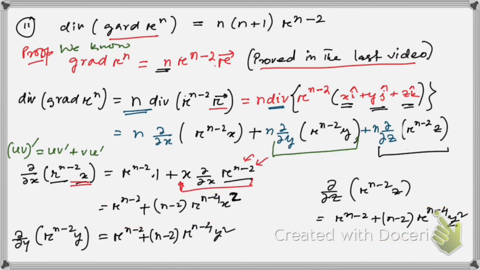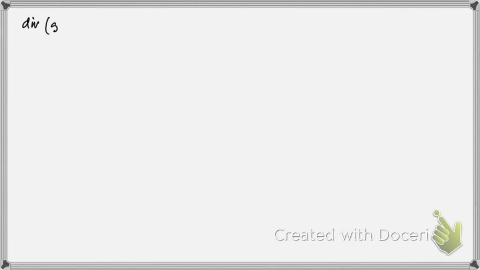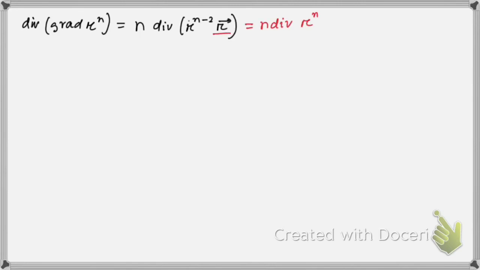And one more thing, we can take n common, and here we have r to the power n minus 2, here also we have r to the power n minus 2, here also we have r to the power n minus 2, right? So that's why divergence of grad of r to the power n is going to be equal to n times the derivative of, let me rewrite the expression in a new slide. So this was the divergence, right?